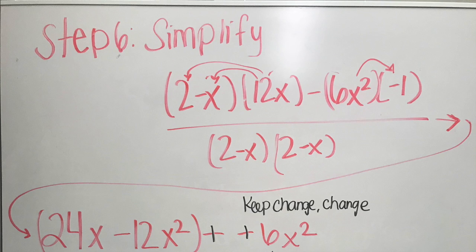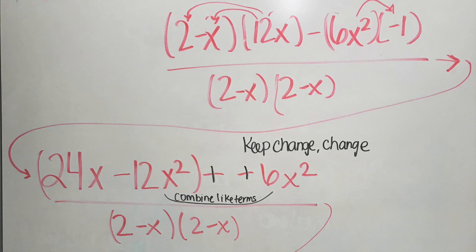Now our last step is step 6, which is just to simplify. We have everything written down. We have 2 minus x times 12x minus 6x squared times negative 1, all over 2 minus x times 2 minus x. To simplify, we have 12x times 2, which will get you 24x, minus 12x times x, which will get you 12x squared. Then you put your subtraction sign here, and then you have 6x squared times negative 1, which will get you negative 6x squared.